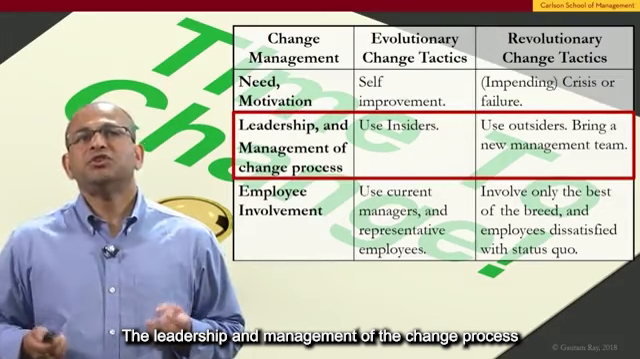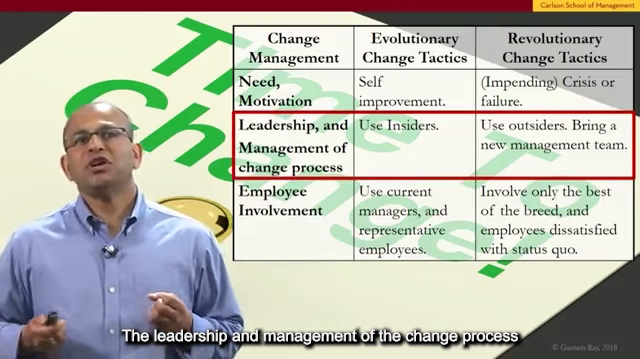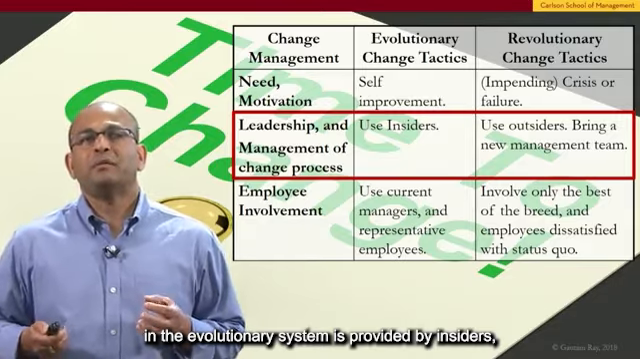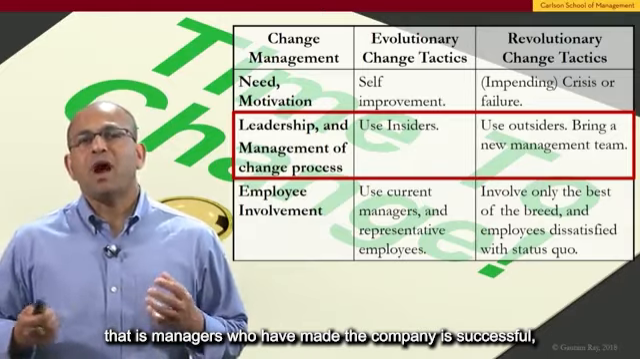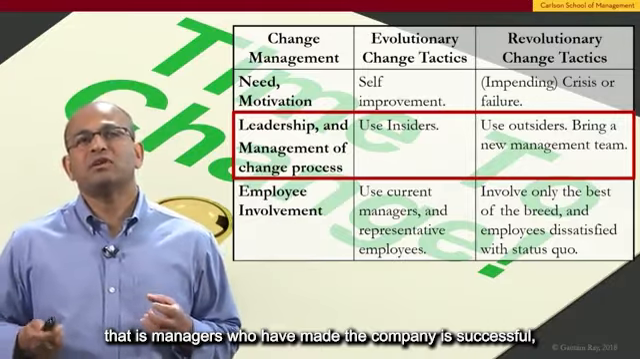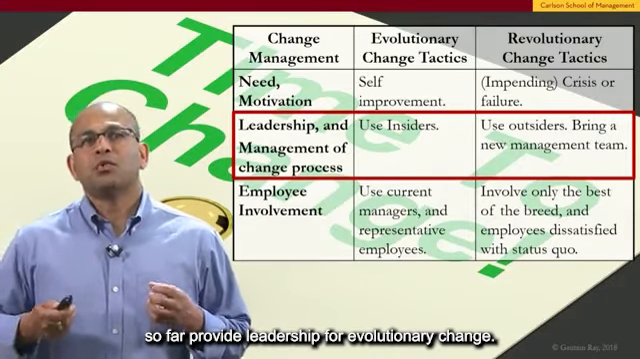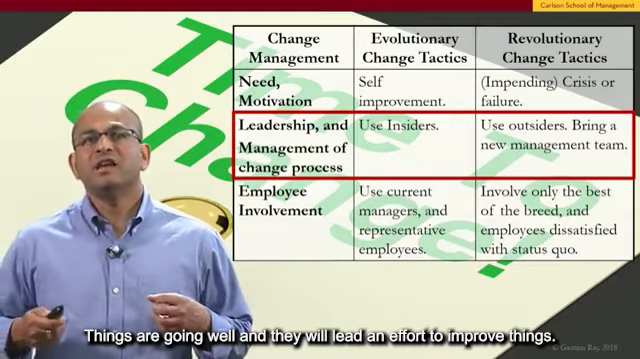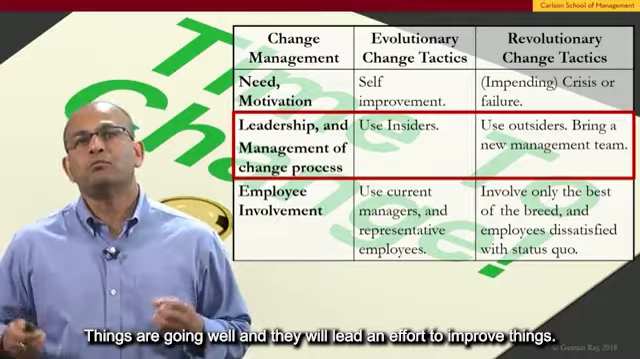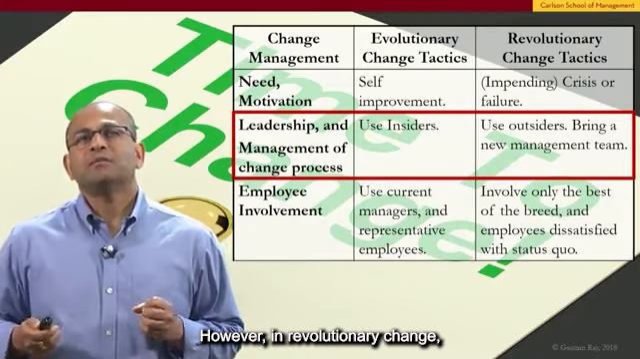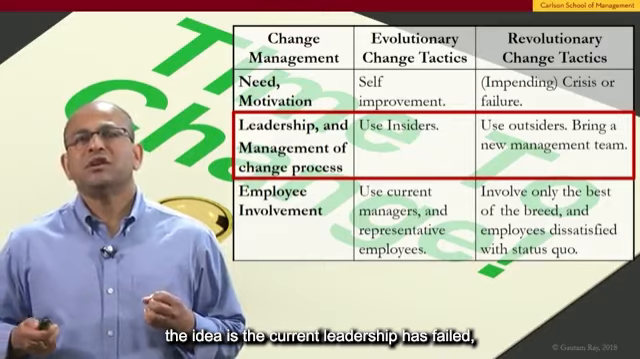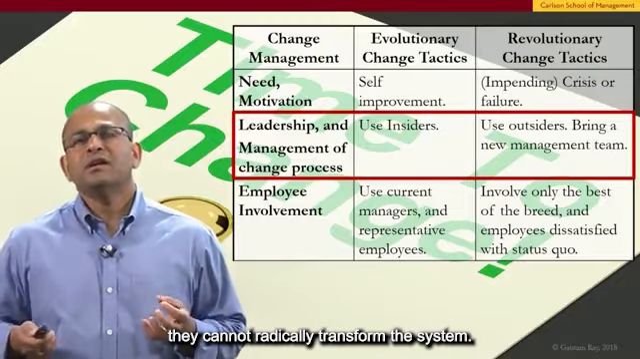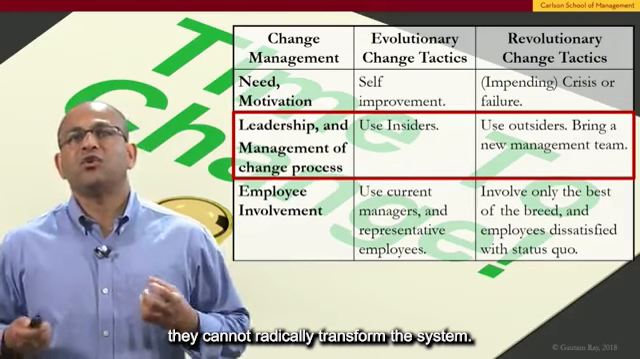The leadership and management of the change process in the evolutionary system is provided by insiders, that is, managers who have made the company successful so far provide leadership for evolutionary change. Things are going well, and they will lead an effort to improve things. However, in revolutionary change, the idea is the current leadership has failed. They cannot radically transform the system.